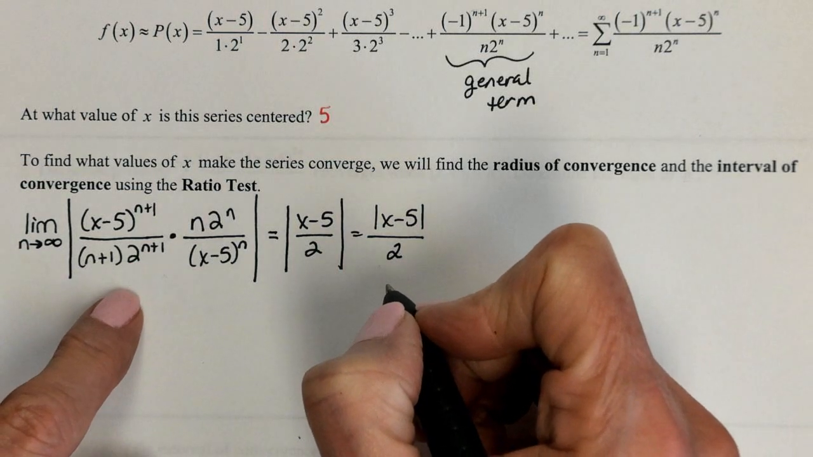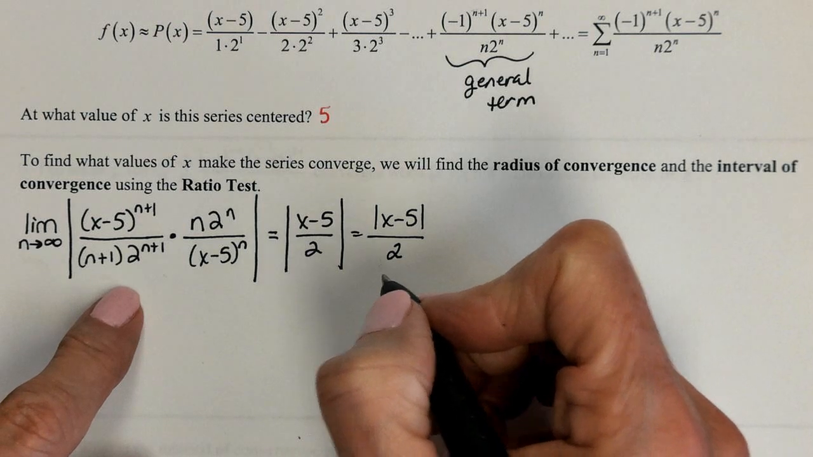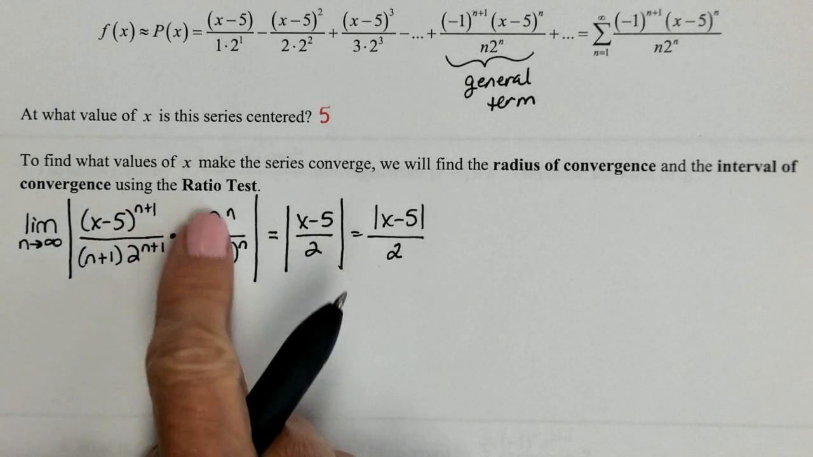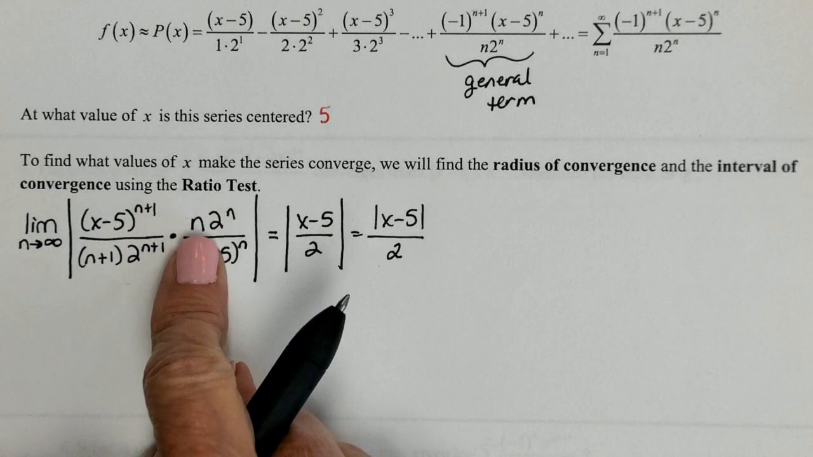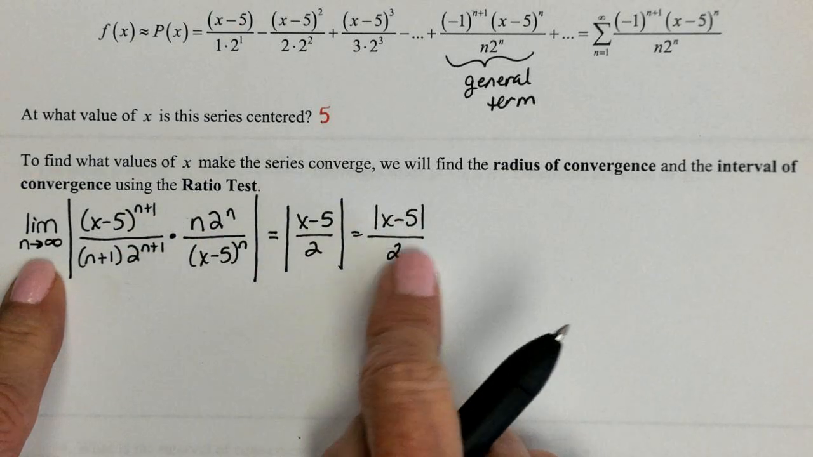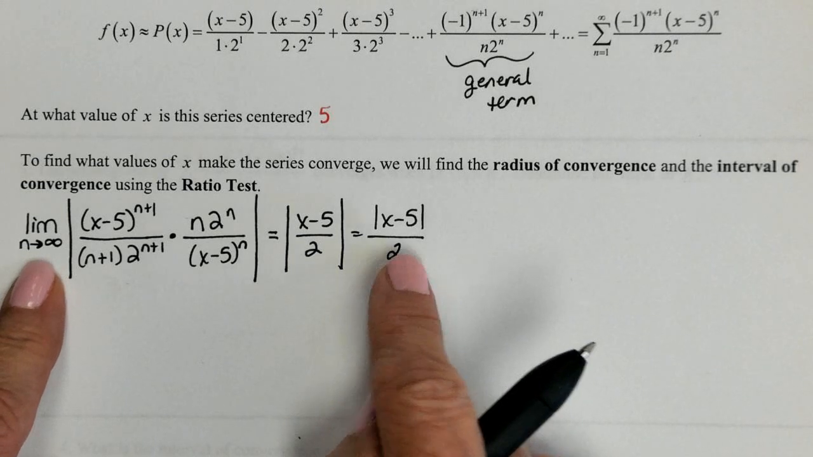So far, I have earned 2 points on the FRQ AP exam. 1 point for setting up this ratio, and 1 point for taking the limit of the ratio and finding the correct limit. So 2 points.